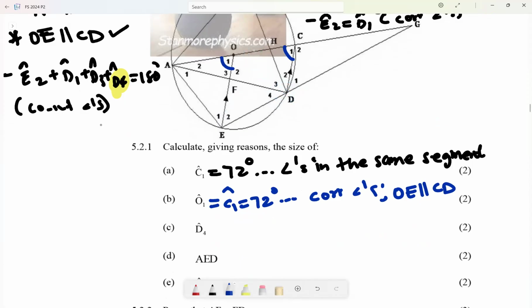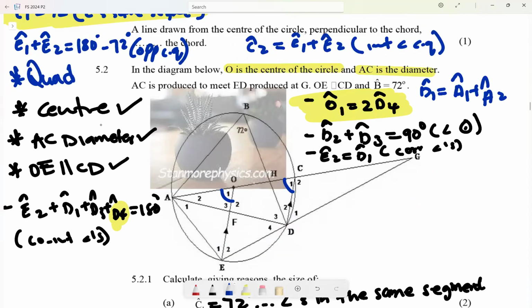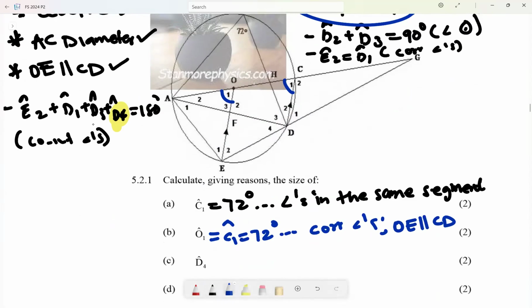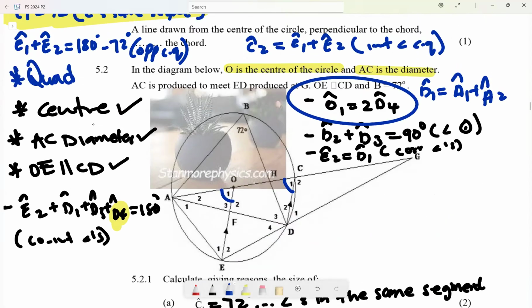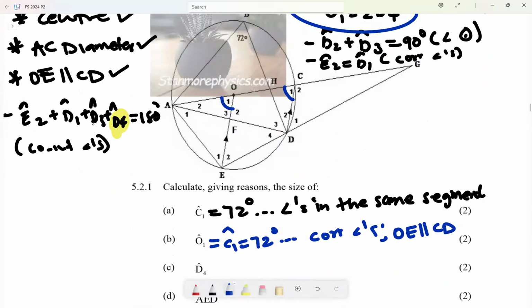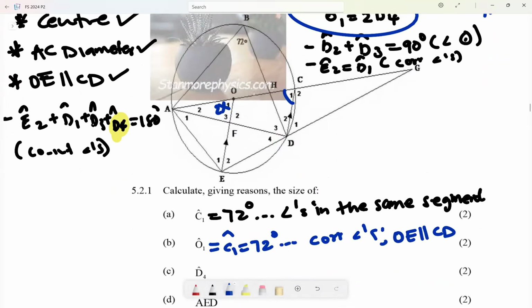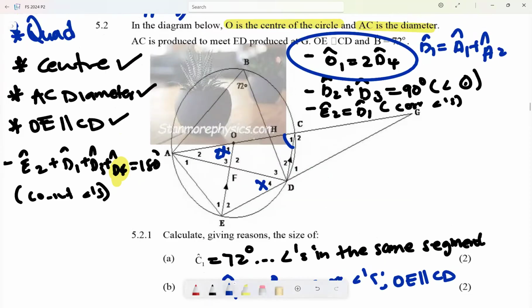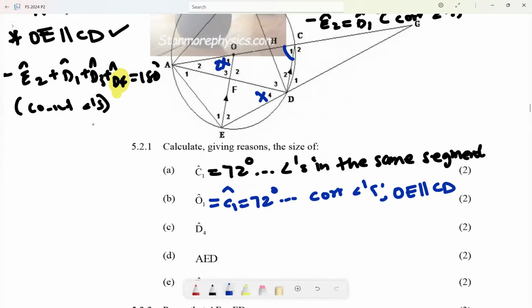Now that I found O1, I can get D4. The relationship between O1 and D4. Can you see here? I had to find D4 first, and that D4 helped me. Sorry, I have O1, so I can find D4. Remember, the angle at the center is twice, so this one will be half. If this one is 72, D4 will be half of that, which will be how much? 36.